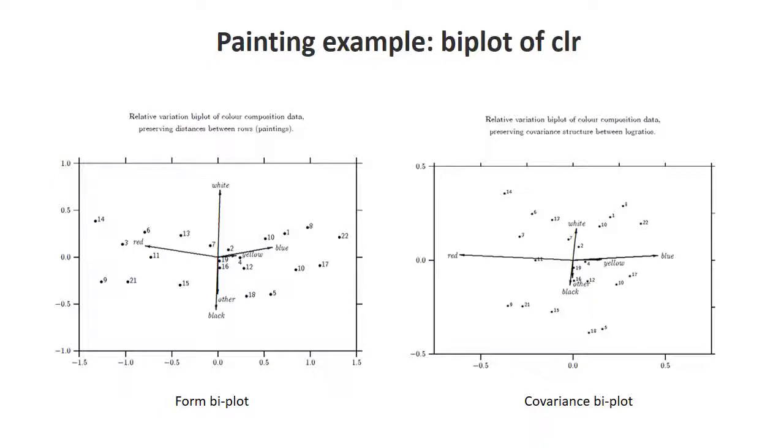Here is the painting example, looking at the biplot of the log ratios. On the left-hand side, we see the form biplot, and on the right-hand side, we see the covariance biplot. We notice a couple of immediately striking things. First of all, red and blue, and black and white, seem to be on opposite sides in this plot. Remember that in the form biplot, we're looking more at the dispersion of samples, so we're trying to approximate the dispersion of samples, while in the covariance biplot, we're looking more at approximating the dispersion of the variables.